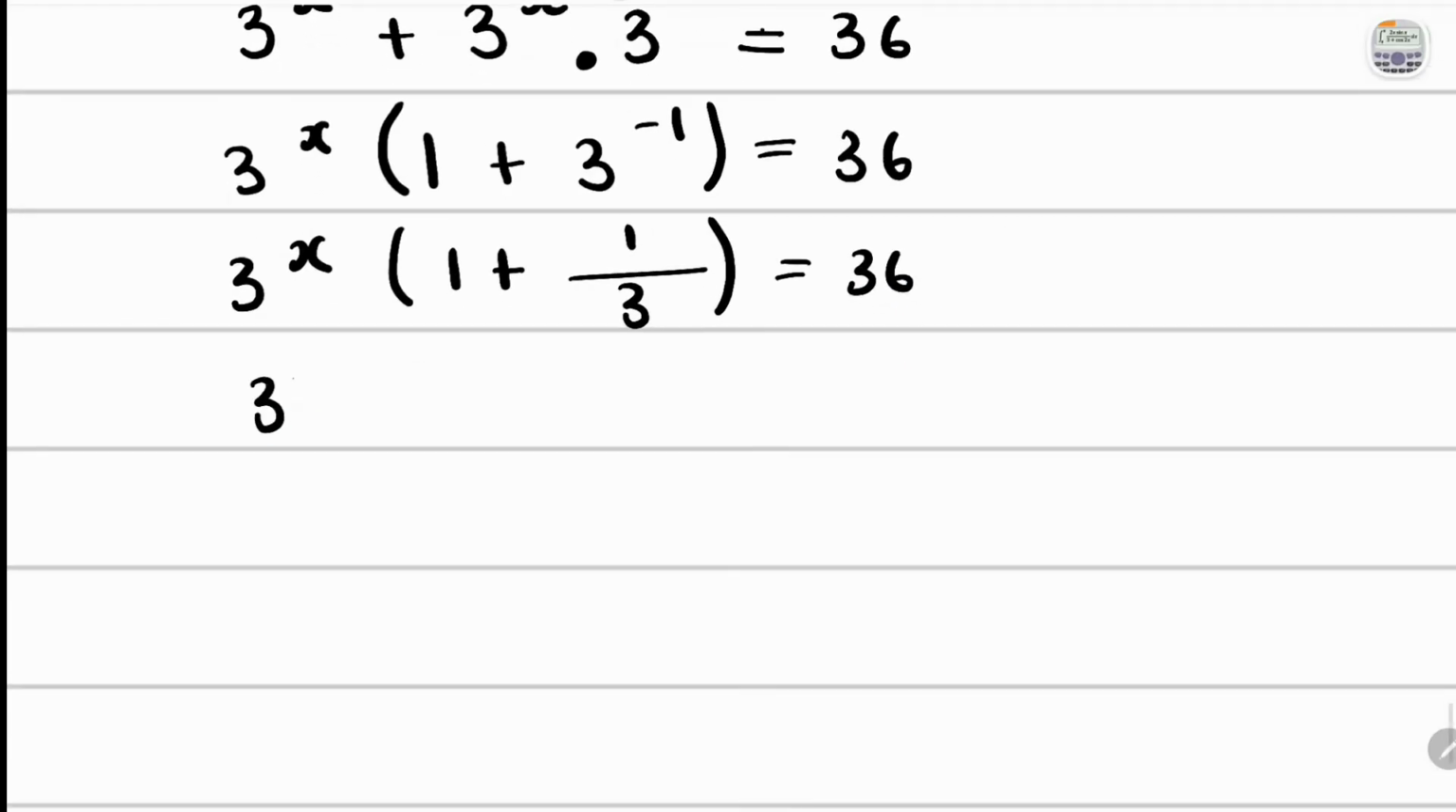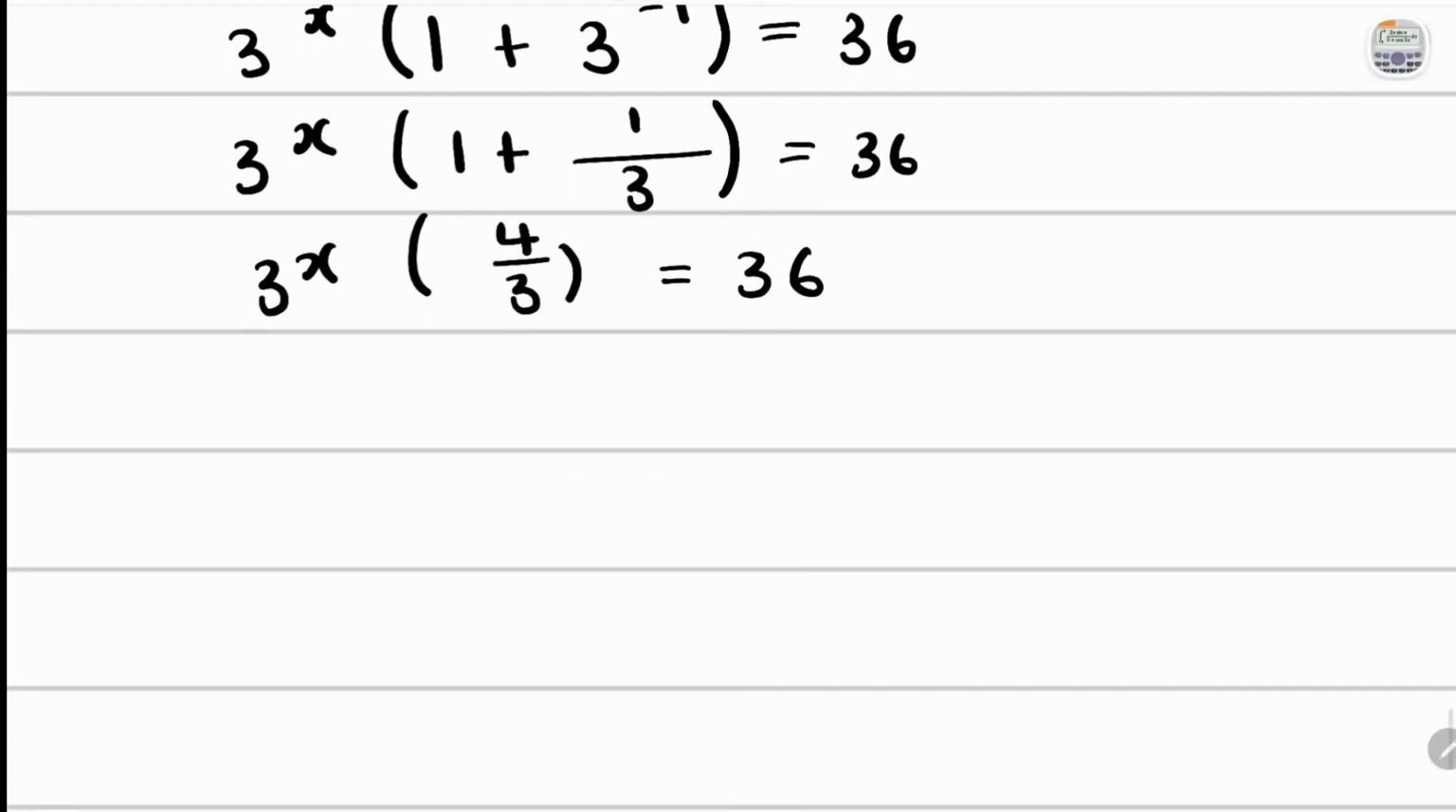And then you have 3 to the power of x, and these two are being added. When you have 1 plus a fraction, 1 can be expressed as 3 over 3. So it's 3 over 3 plus 1 over 3, which is 4 over 3. Okay, so we can just say this is 4 over 3 is equal to 36.